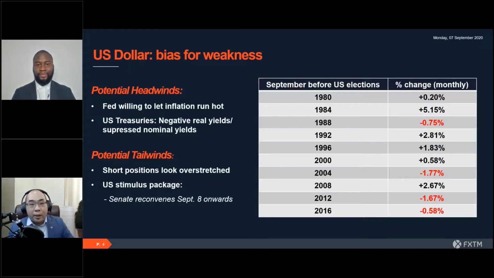Okay, so first, a potential headwind. Headwind means that it's going to push back against the dollar index that's trying to gain. So that's because of the Fed's new approach to inflation. The other one is what's happening in the US Treasuries market. So I'm going to give you some live data right now.